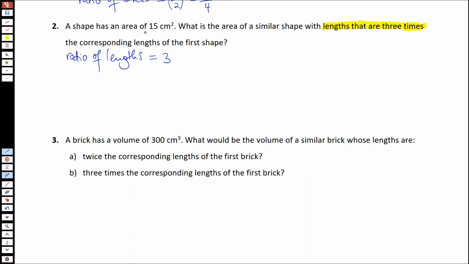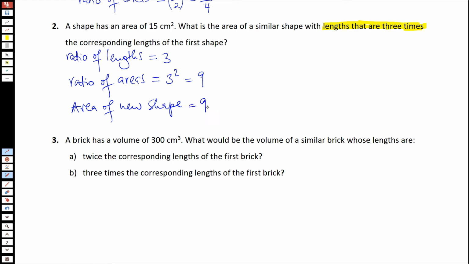Now, because we are given the area of the first shape and we want to find the area of the new shape, we need to find the ratio of the areas. So the ratio of the areas will be equal to 3 squared, which is equal to 9. So the area of the new shape will be equal to 9 multiplied by the area of the original shape, and that will be equal to 135 centimeters squared.